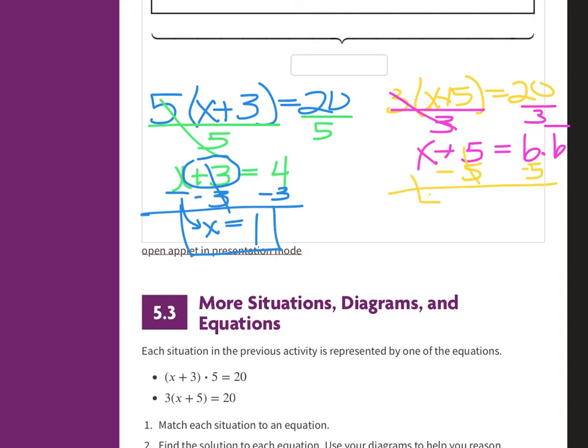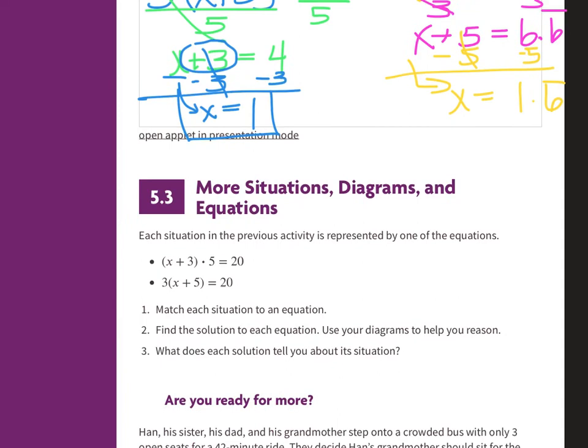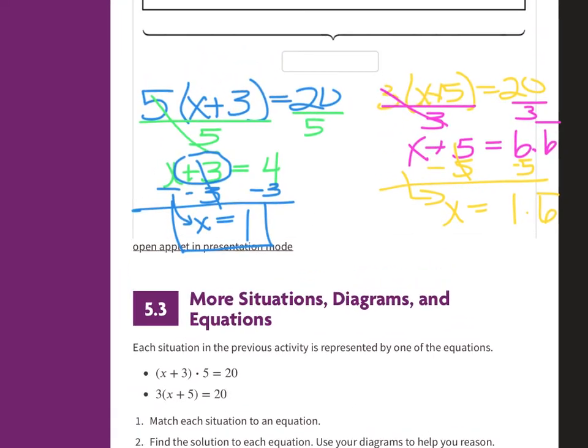5 minus 5 goes away. x equals 1.6666666. Okay? And that's it. That's the lesson. So more of the same stuff, coming up with equations, and that's the hardest part, is figuring out what they are. So our whole goal is we need to figure out what are they asking for, and then try to put the equation together, and then just solve the equations.